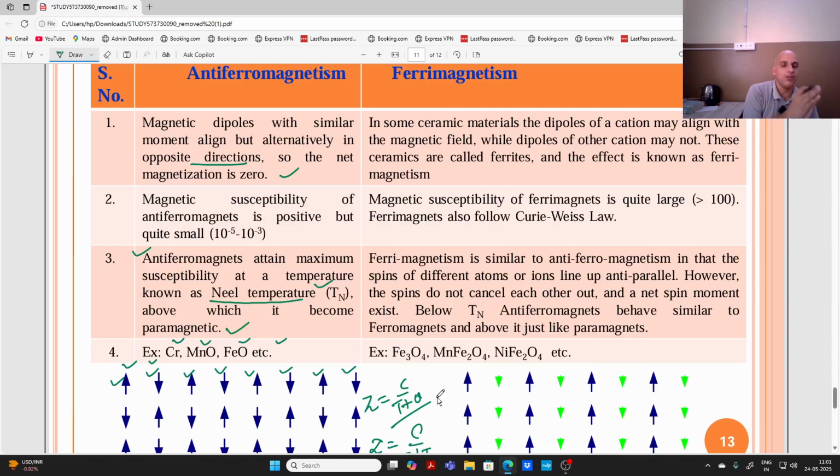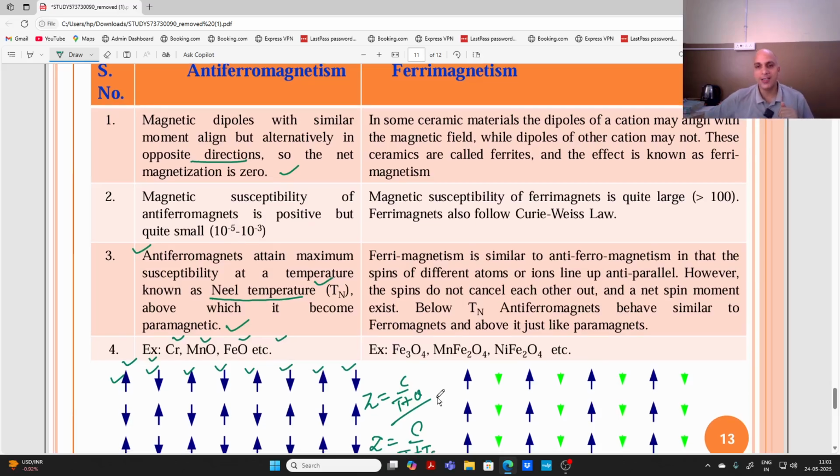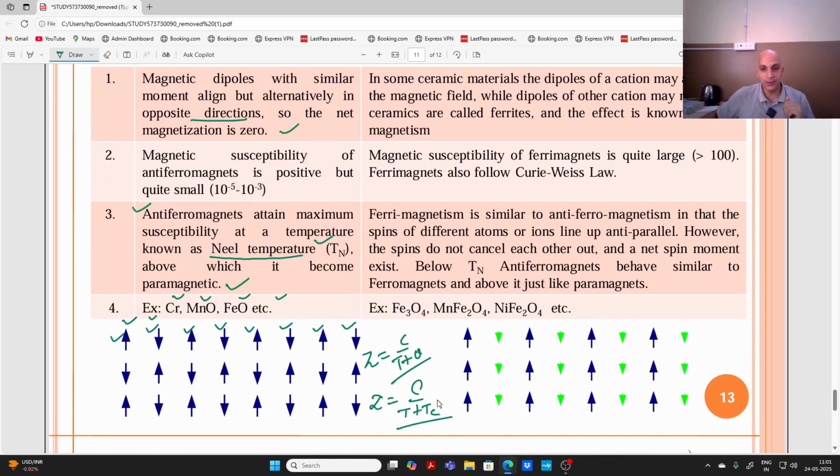Ferrimagnetism is again a class of anti-ferromagnetic materials, where the individual dipoles are oriented anti-parallel, but they are of different magnitude. You can see the magnitude of the magnetic dipoles is different. It is high, it is low, high, low. So they are oriented in opposite directions, but when they cancel each other, they will definitely have some magnetization because they will not cancel out each other. They are of different magnitude.